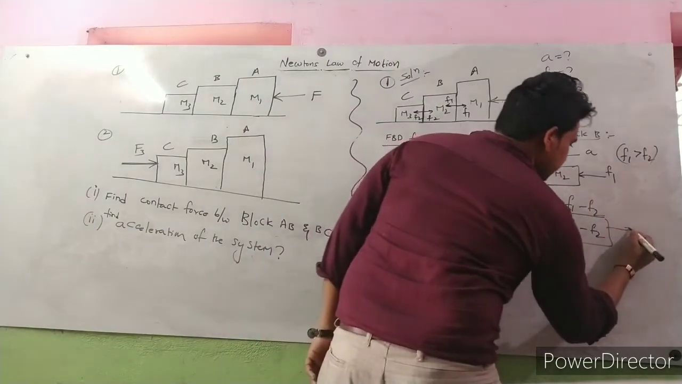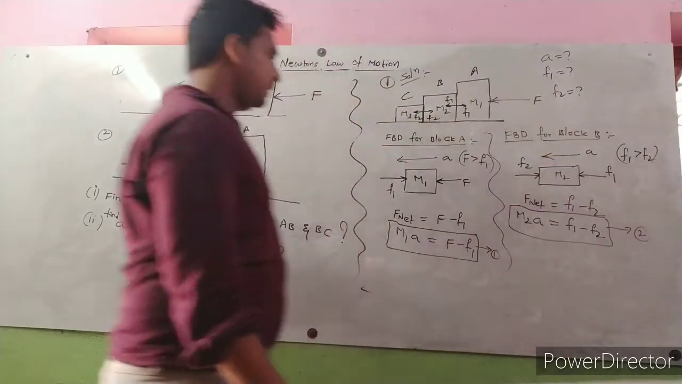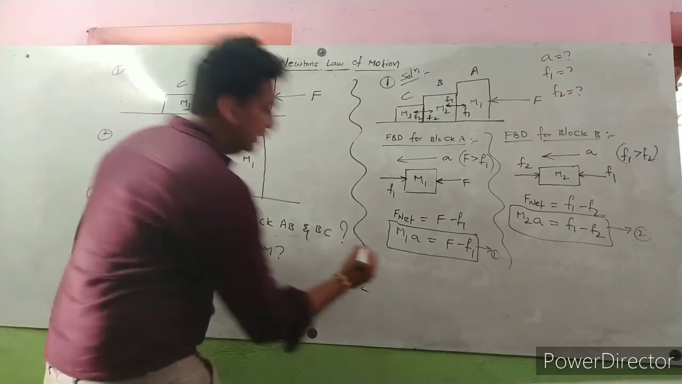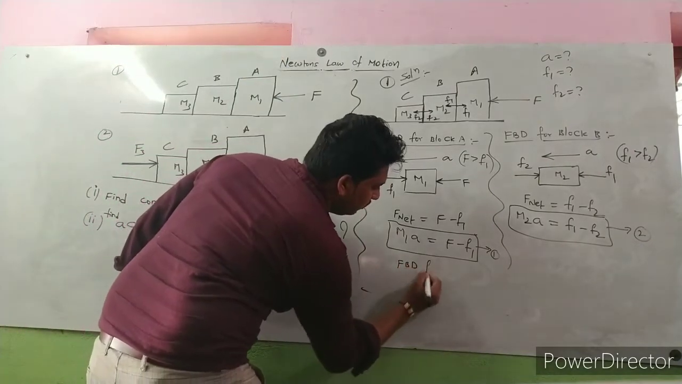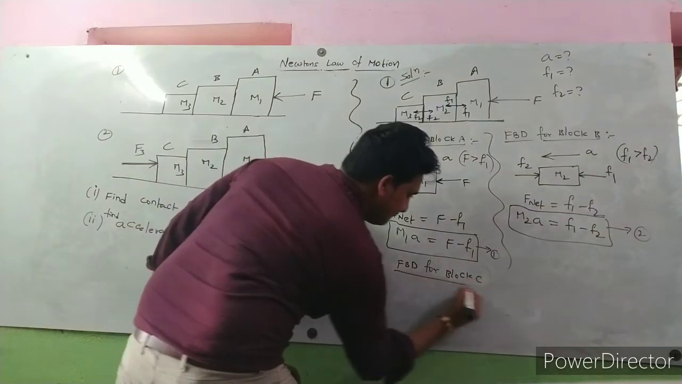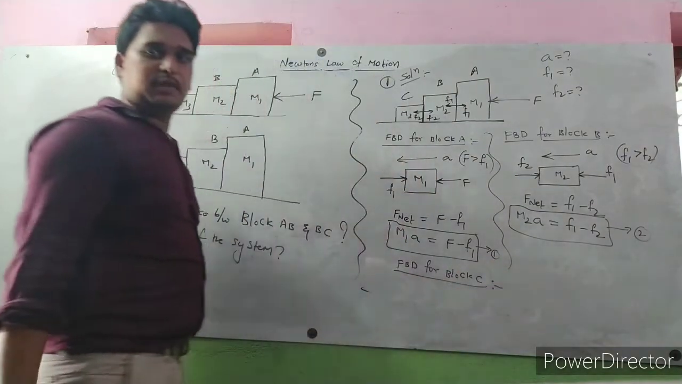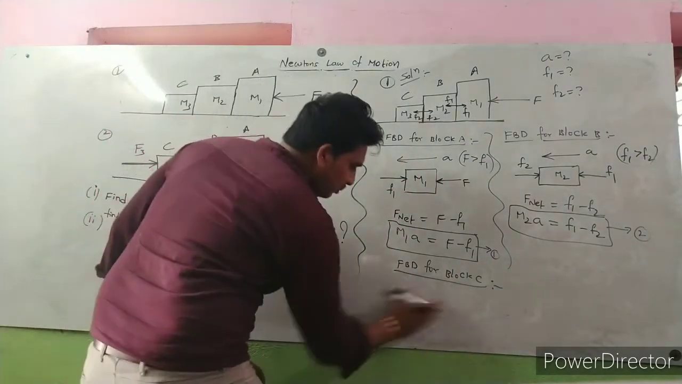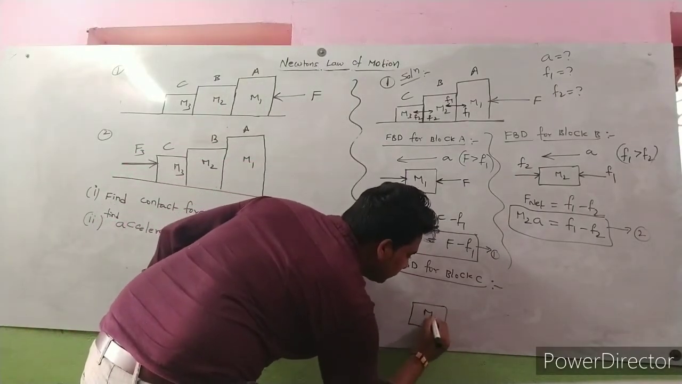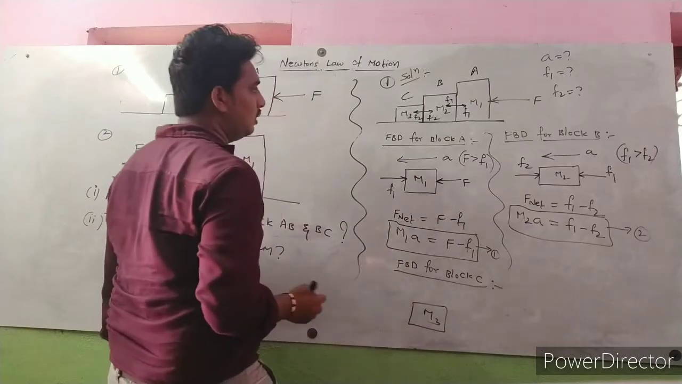This is equation 2. So, the FBD for block 3, block C. How do we apply the FBD for block C here? Observe carefully. This is block M3, block C. So what are the forces acting?